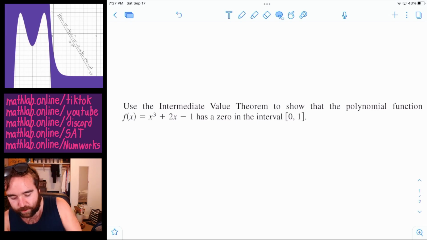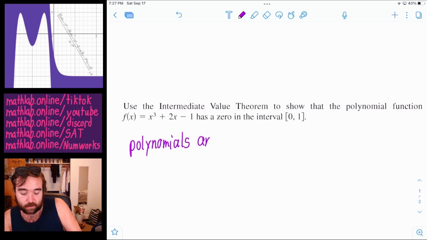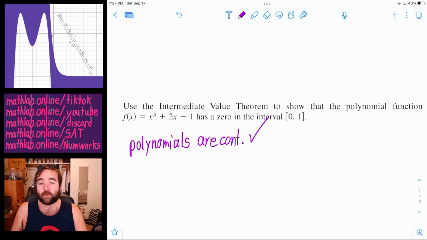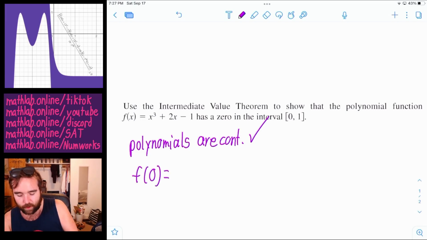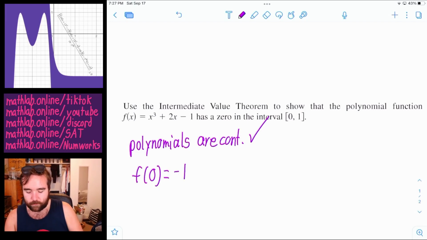First, we're going to say, is it continuous? Well, it's a polynomial, so polynomials are always continuous. That's just a thing. So it is continuous. So then we can actually use the intermediate value theorem. So what we're going to do is we're going to say, okay, what is f of 0? What is the function when x is equal to 0? Well, you plug in 0 to the function, you get -1.